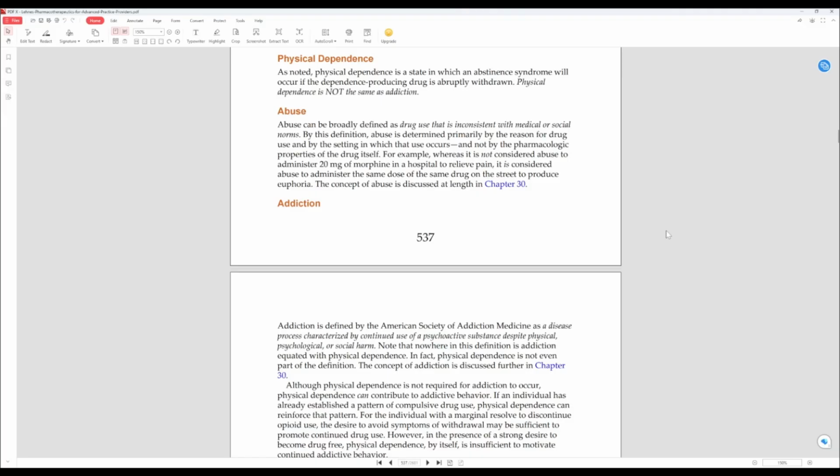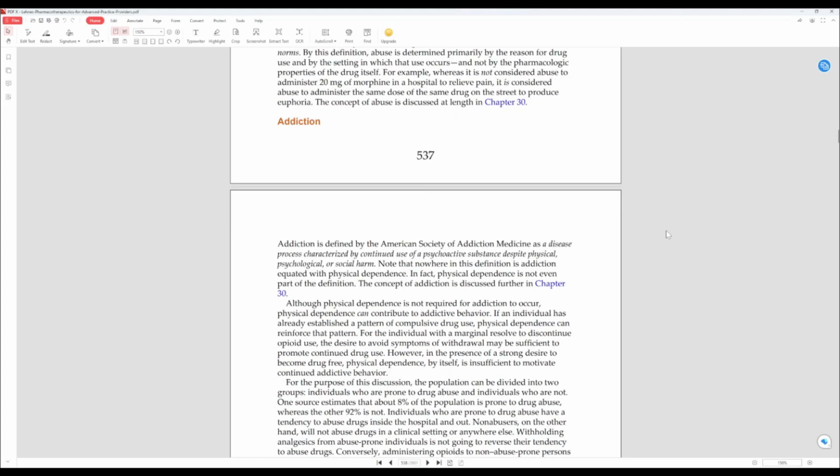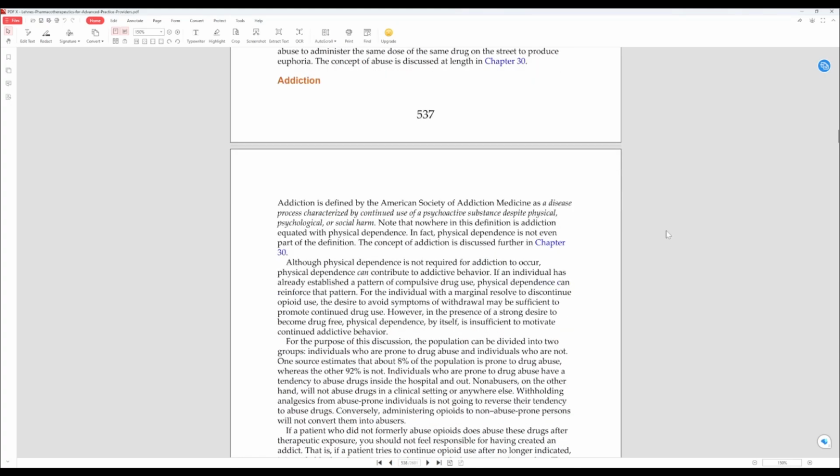An example of this: it is not considered abuse to administer 20 milligrams of morphine in a hospital to relieve pain. It is considered abuse to administer the same dose of the same drug on the street to produce euphoria. This concept is discussed further in Chapter 30.